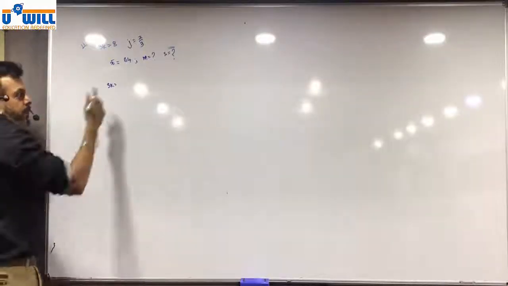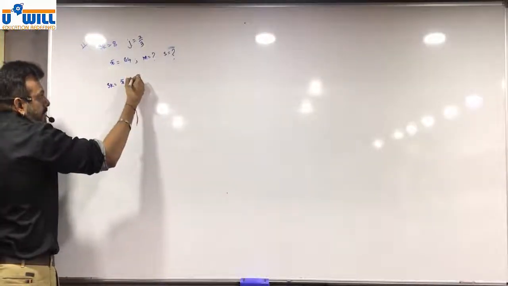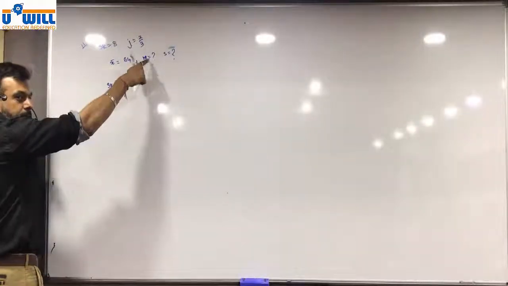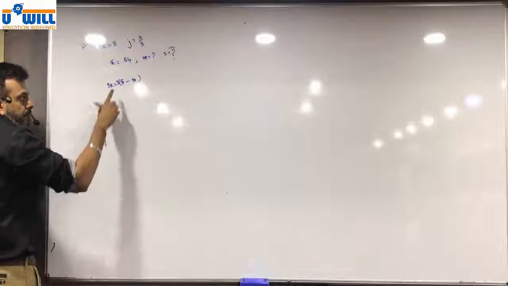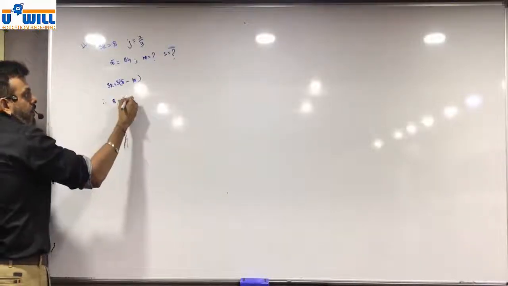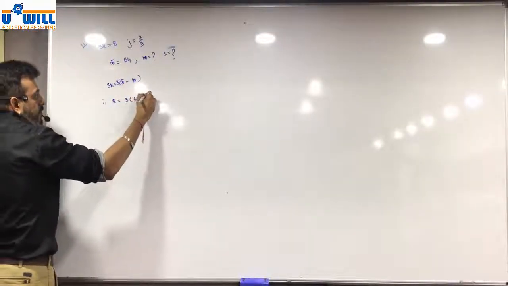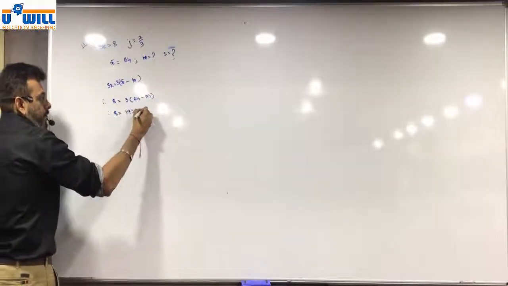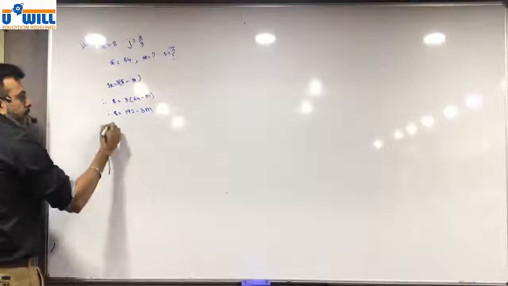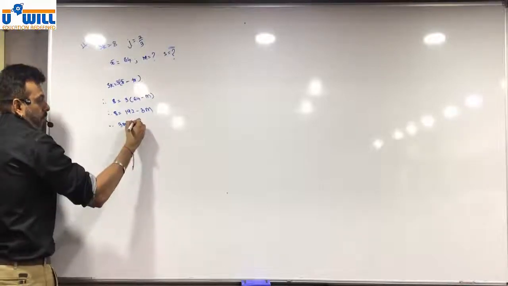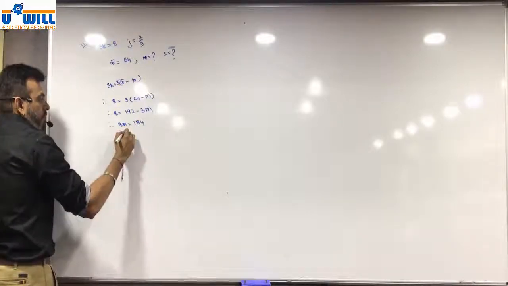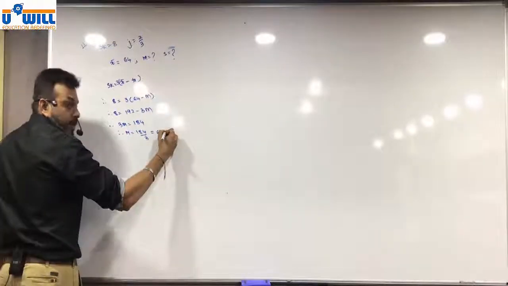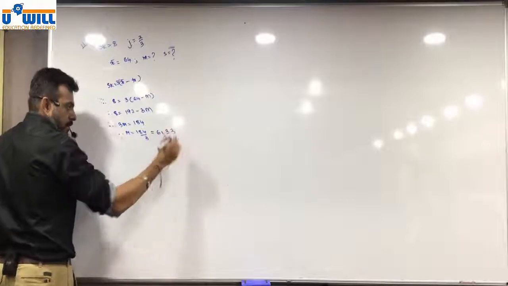Skewness is equal to 3 x bar minus m, because we want to find m, so we use this formula. Therefore, 8 is equal to 3 into 64 minus m. 8 is equal to 192 minus 3m. Therefore, 3m is equal to 184. Therefore, m is equal to 184 by 3, 61.33.